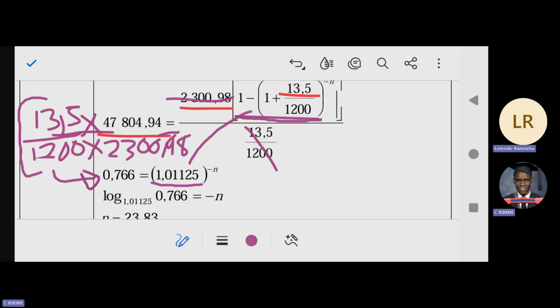No, that is the problem. The one you don't move it. We did not move it. Can you see? We are only dealing with it, only this. So it should be giving you what is inside here, to the power negative n. What is inside the bracket to the power negative n?